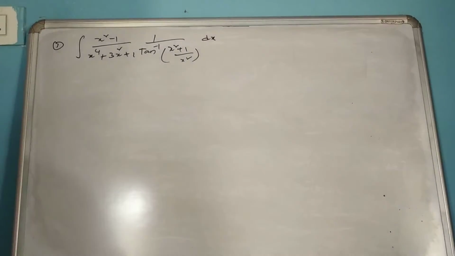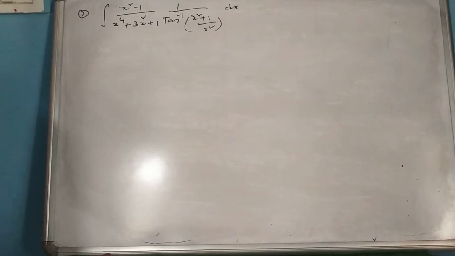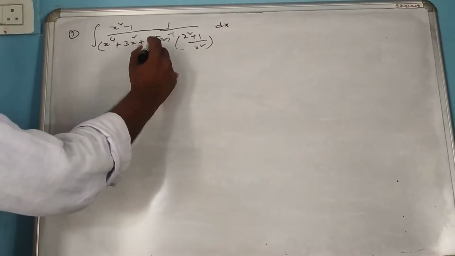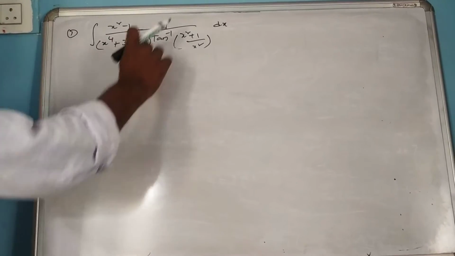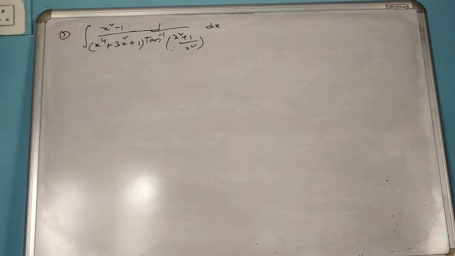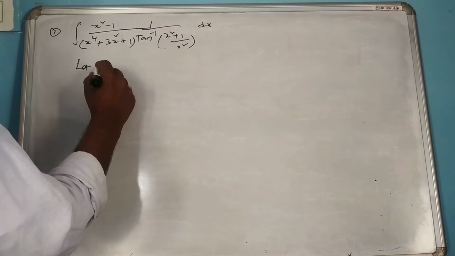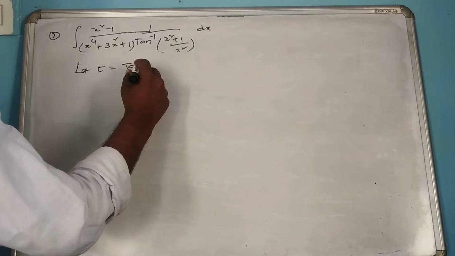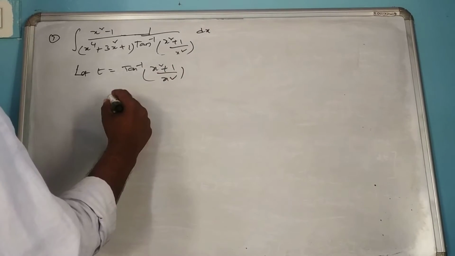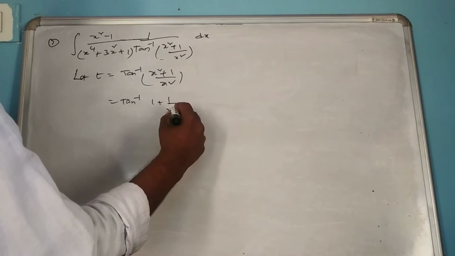This is the problem. Integral of (x square minus 1) by (x power 4 plus 3x square plus 1) into 1 by tan inverse of (x square plus 1). See friends, let t be equal to tan inverse of (x square plus 1) by x square. This can be written like this, tan inverse of 1 plus 1 by x square.